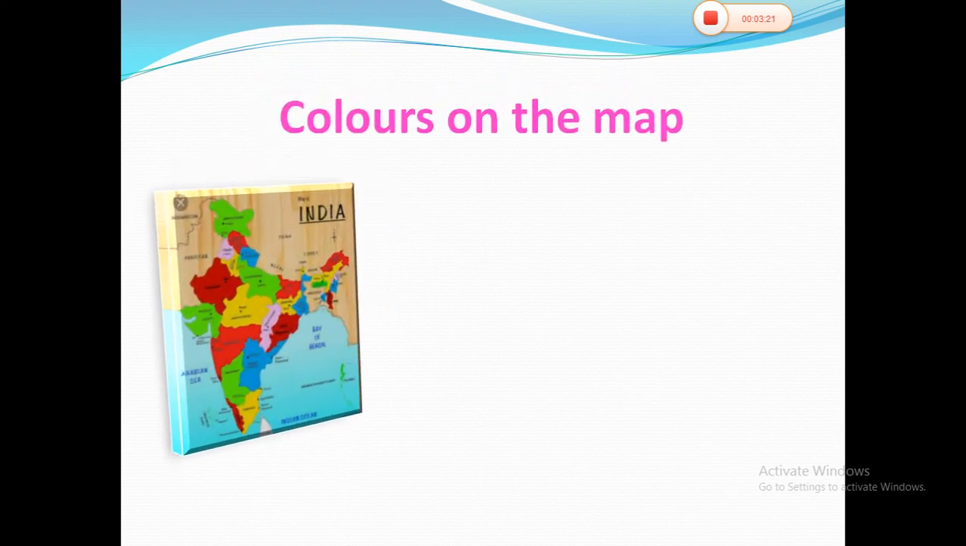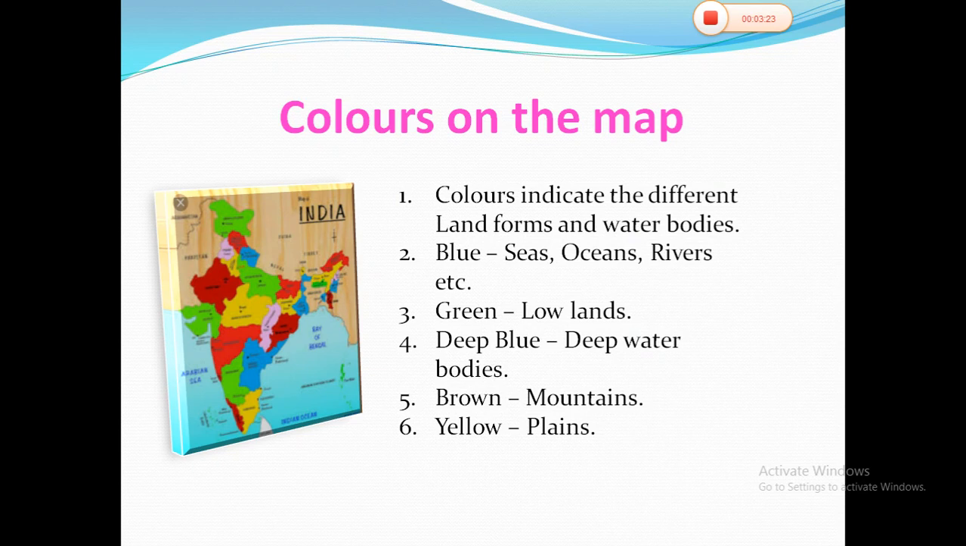Colors on the map. Certain maps have different colors. The colors indicate the different landforms and water bodies. All maps follow a common color scheme. Blue color on the map indicates seas, oceans, rivers, lakes, etc. Pale blue color shows shallow water bodies. Deep blue color indicates deep water bodies.